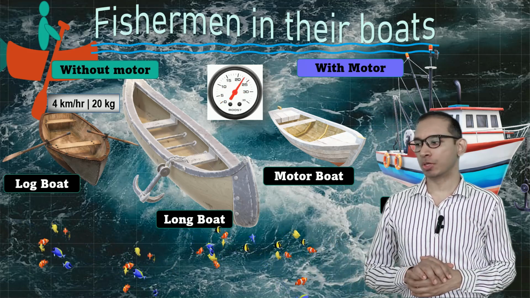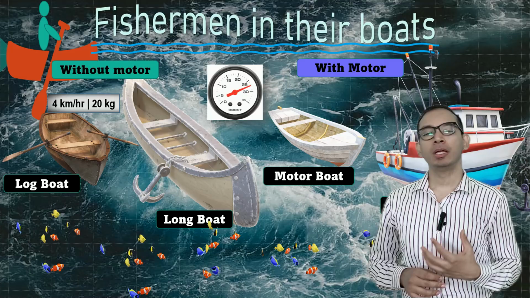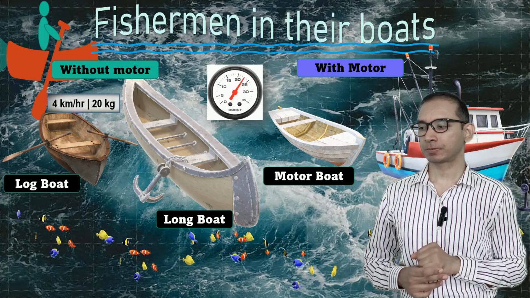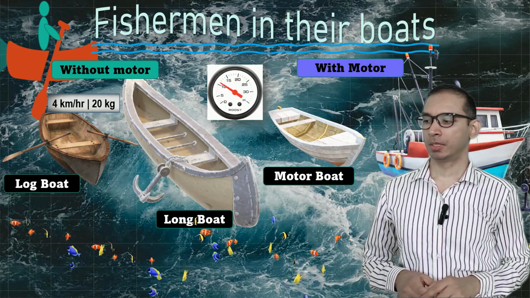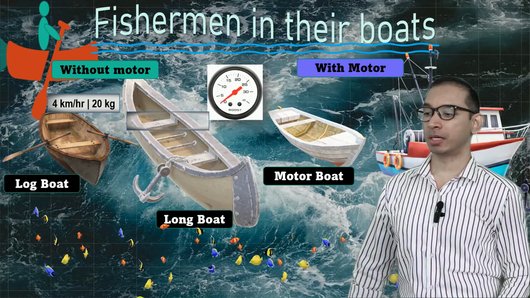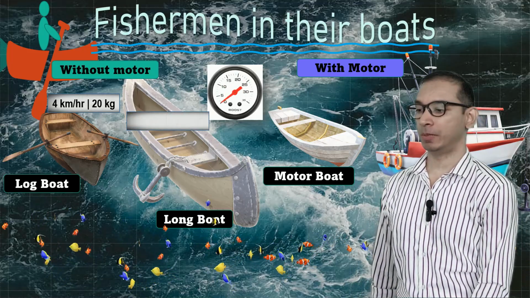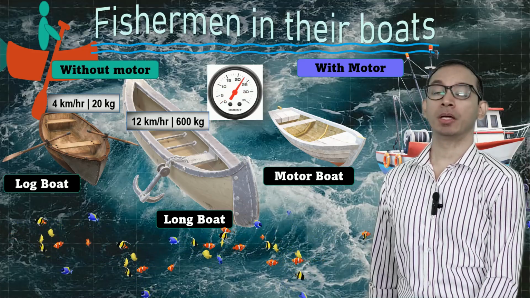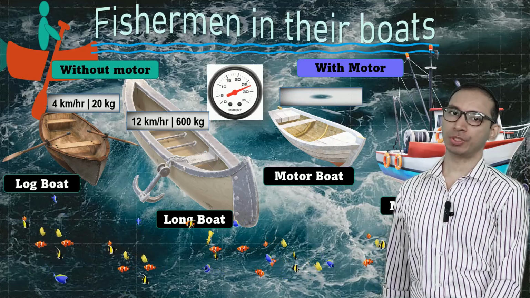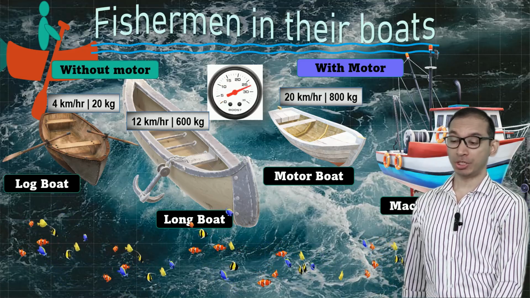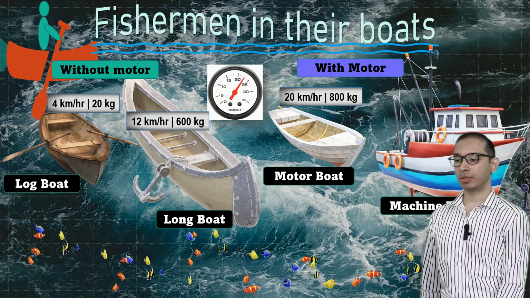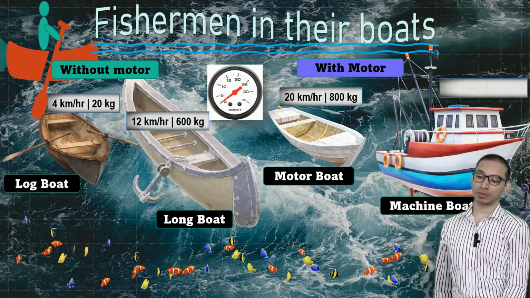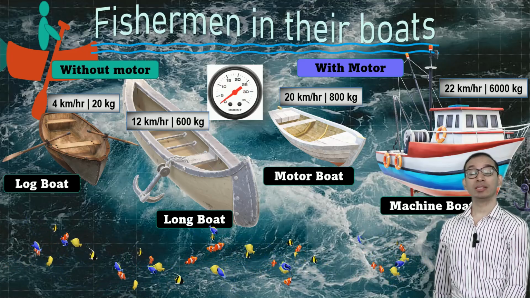When you start with the log boat, it travels at 4 kilometers per hour and it can transport 20 kgs of fish per trip. Your second boat can travel at 12 kilometers per hour and transport 600 kgs of fish in a trip. Your third boat can travel at 20 kilometers per hour and can transport 800 kgs of fish in a trip. And your fourth boat, the machine boat, can travel at a speed of 22 kilometers per hour, and it can bring along 6,000 kgs of fish in one trip.